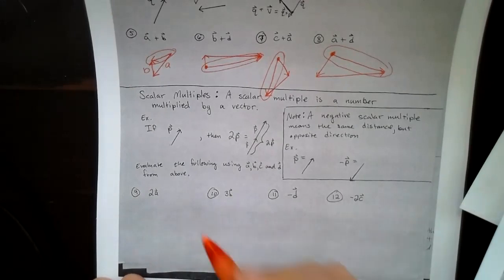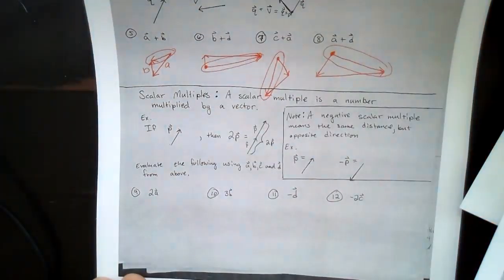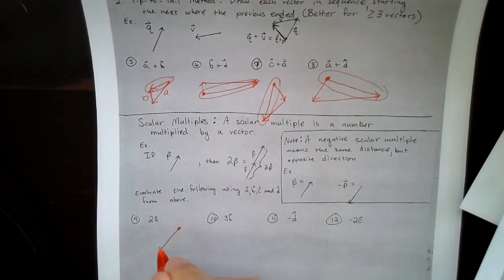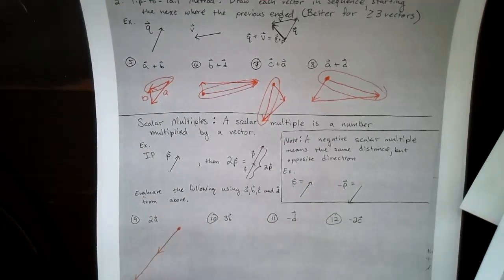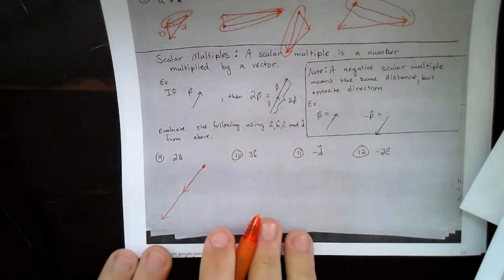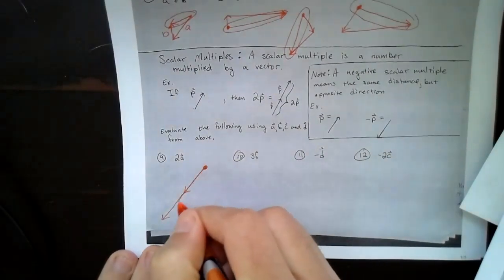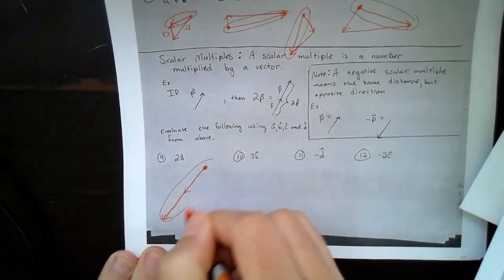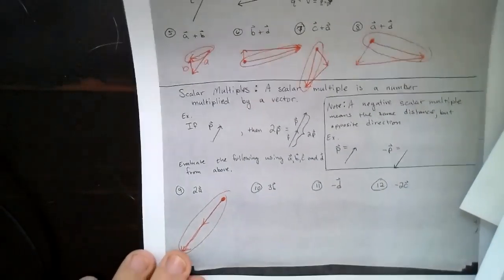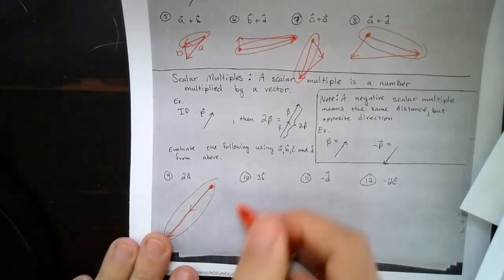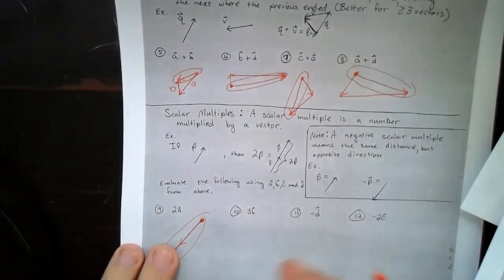So if we see 2a, we're going to take the a values from up here, way up there. Okay, 2a, we're going to start at a starting point, and we're just going to actually draw 2 a's on end like that. Your resultant goes from your first point you started at all the way to the end of the second one. When you do a scalar multiple on a vector, it doesn't change the direction, it just changes the length of it.